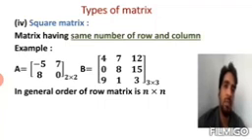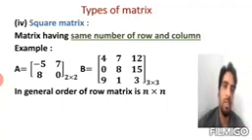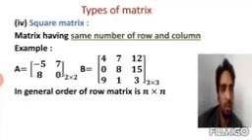So for example, matrix A has 2 rows and 2 columns, and the 4 elements are minus 5, 7, 8, 0. B has 3 rows, 3 columns and 9 elements. In general we can say the order of a square matrix is n by n, same number of rows and same number of columns.